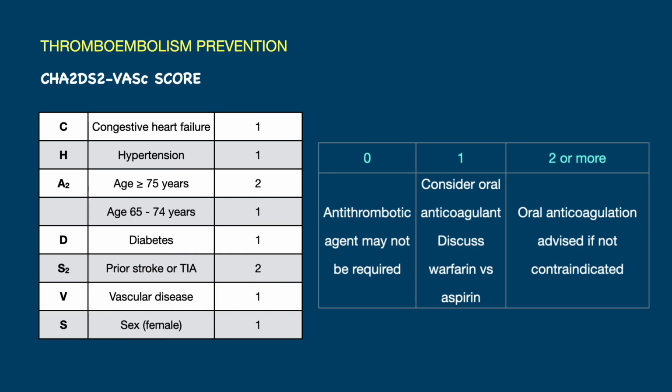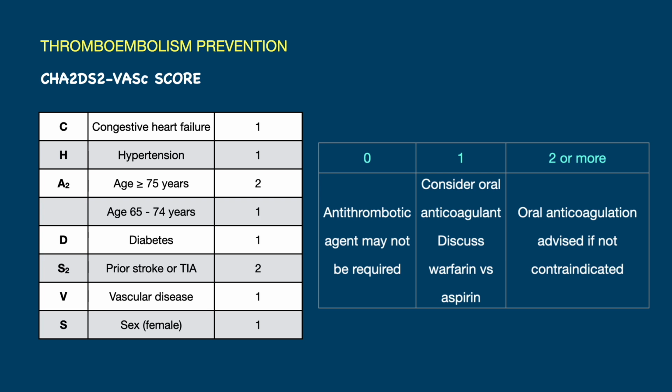Next, let's look at another important component in the treatment of atrial fibrillation, which is thromboembolism prevention. The prevention of thromboembolism in patients with atrial fibrillation is of utmost importance because of their increased risk of embolic events, especially a stroke. This risk is assessed using the European Society of Cardiology's CHA2DS2-VASc score.